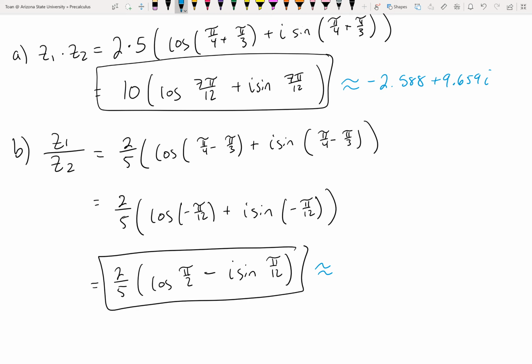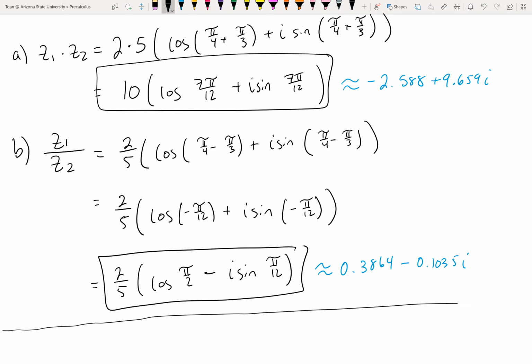You do the same thing for the quotient. You're going to get approximately 0.3864 minus 0.1035i. But just read the instructions. If it doesn't say put it in standard form, you can leave your answer in polar form. If it asks for standard form, obviously just take out a calculator.